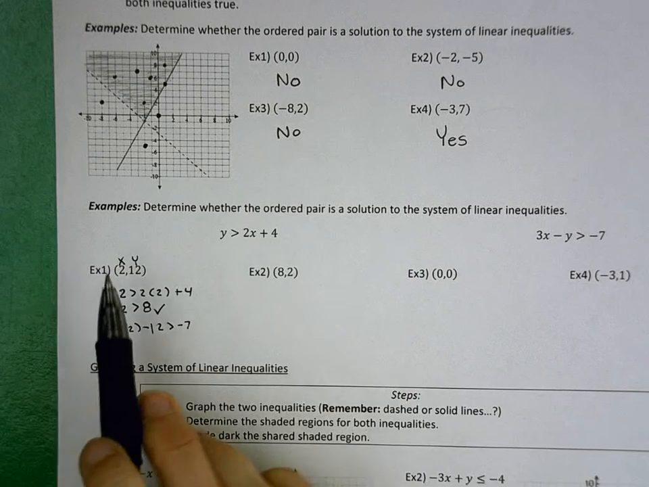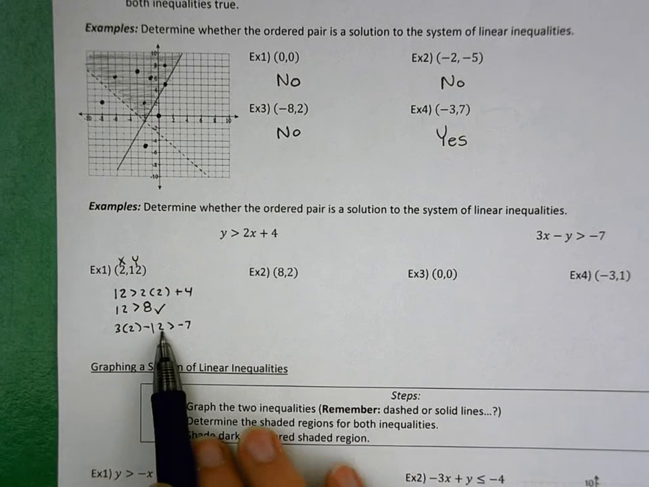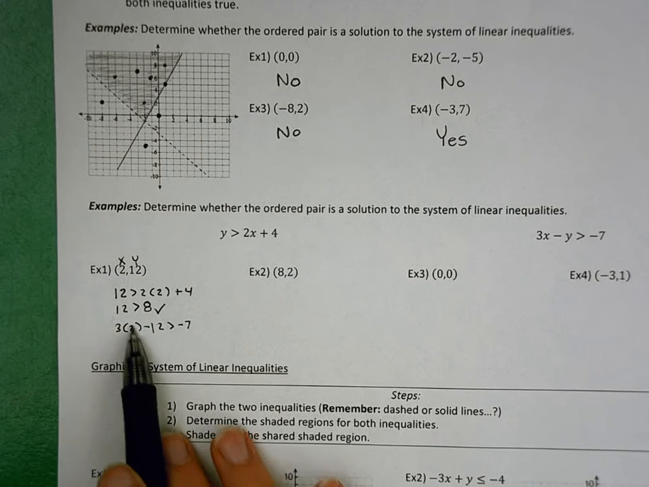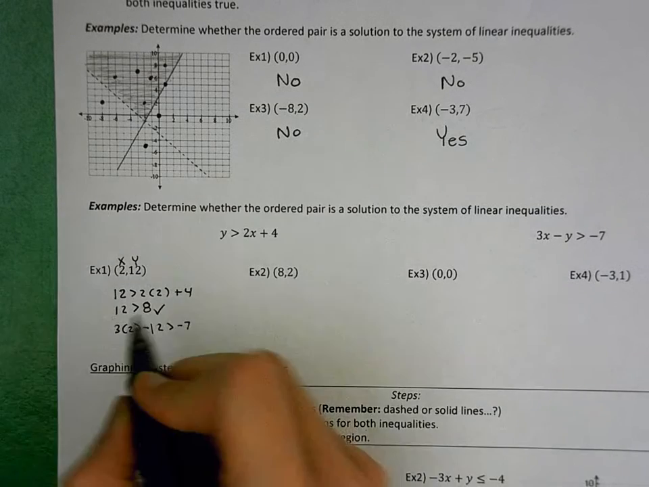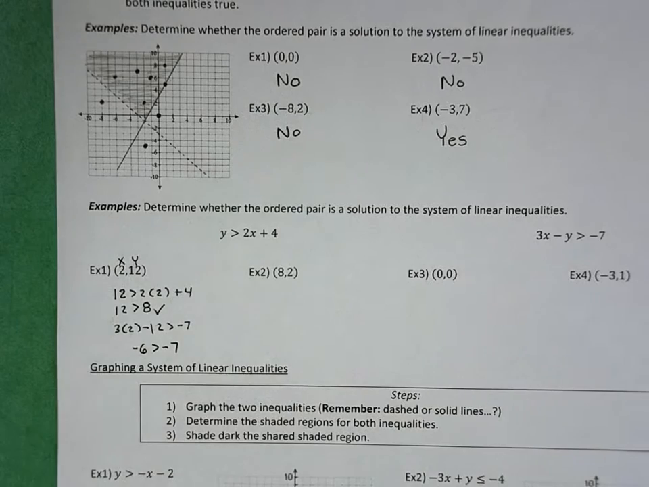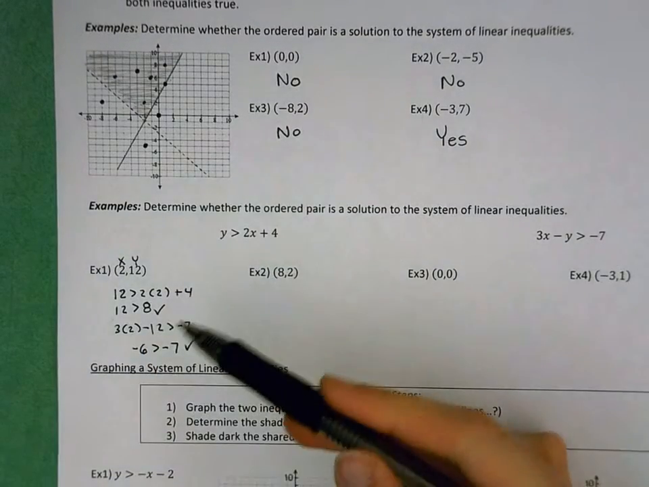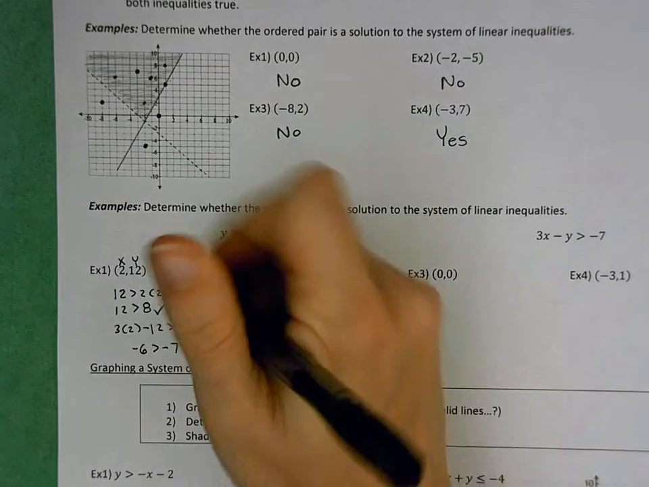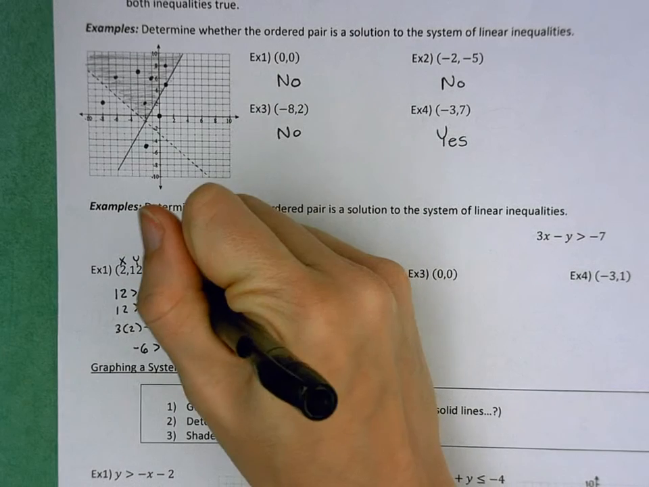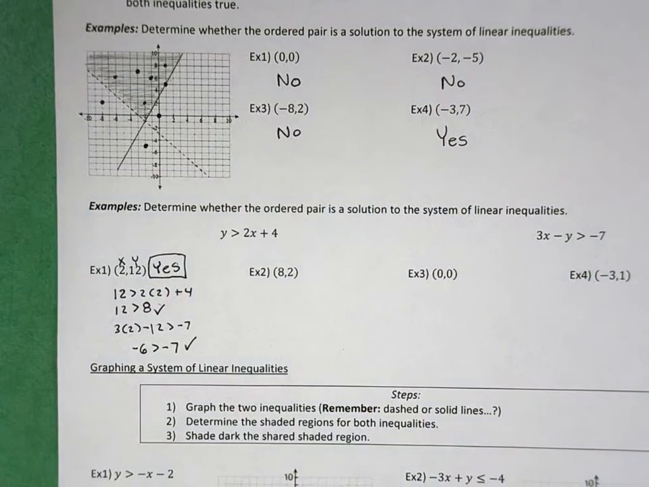We have 2 into my x, we have 12 into my y. Okay. And 6, which is 3 times 2, minus 12 is negative 6. Is negative 6 greater than negative 7? It is. And so since both equations are true, this is a solution to our system of inequalities.